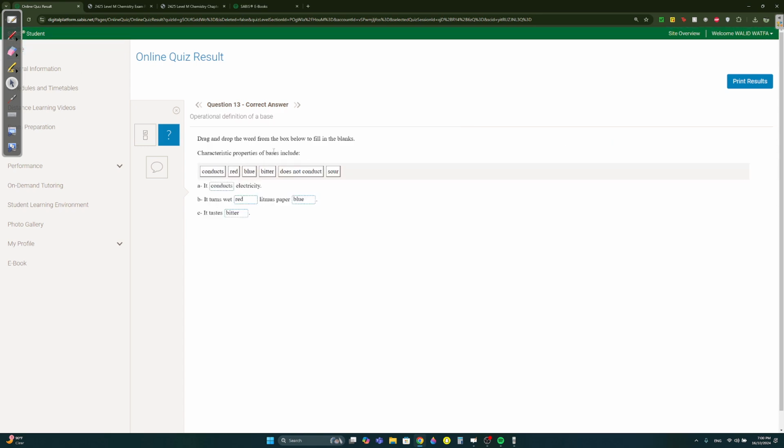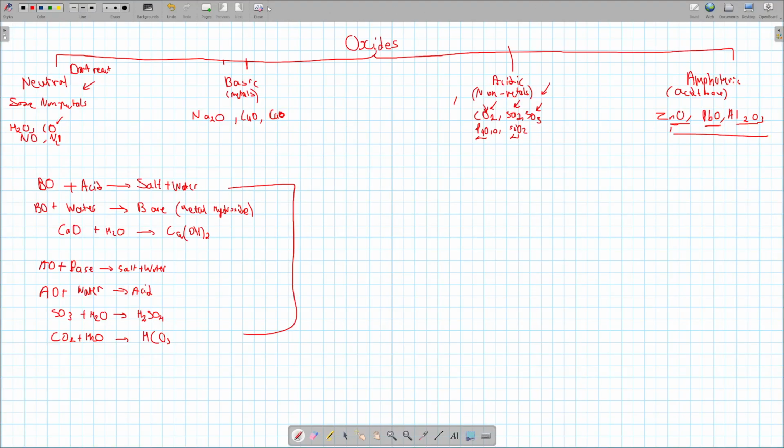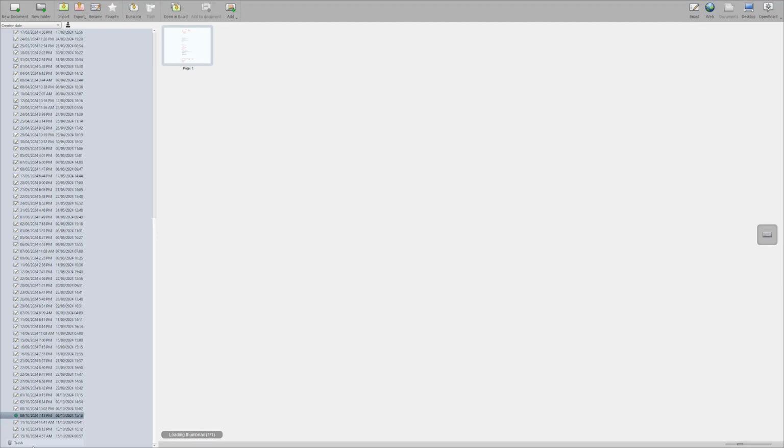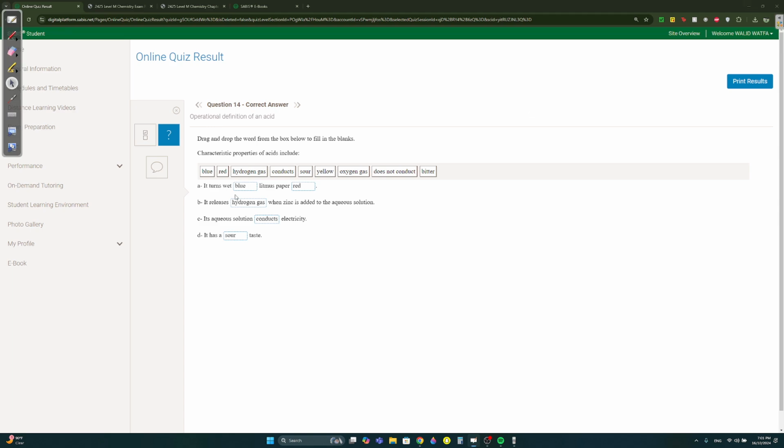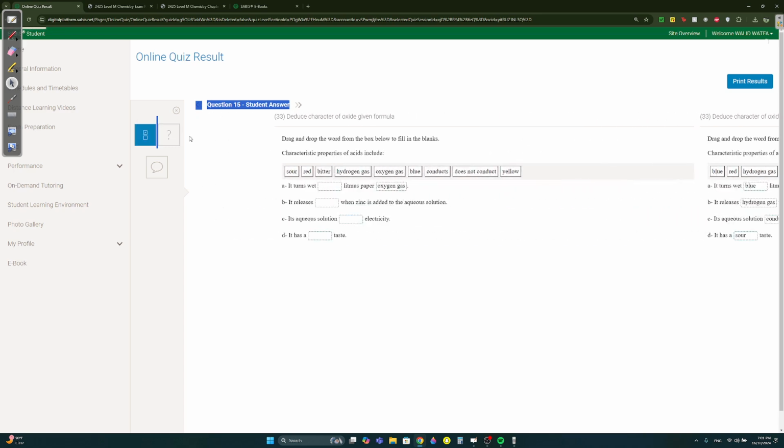Question 13. Bases conduct electricity, they turn red paper blue, and they taste bitter. Easy. Question 14. Acids are conducting. They turn blue paper red, and when you add a metal to an acid, from our equation this week, acid plus metal gives salt plus hydrogen, right? The acids have a sour taste, but bases are bitter.